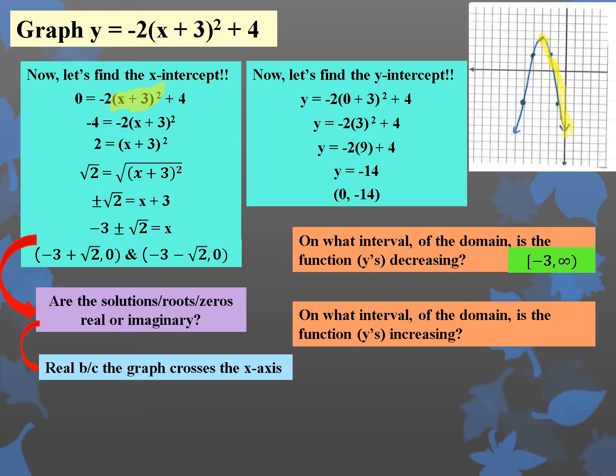Well, where is it increasing? It's increasing on the left. Well, where does it start increasing? It keeps going all the way down, so it's going to keep going to the left as well. So it's increasing from negative infinity to the vertex. Well, the vertex is negative 3. So it's going to increase from negative infinity to negative 3.